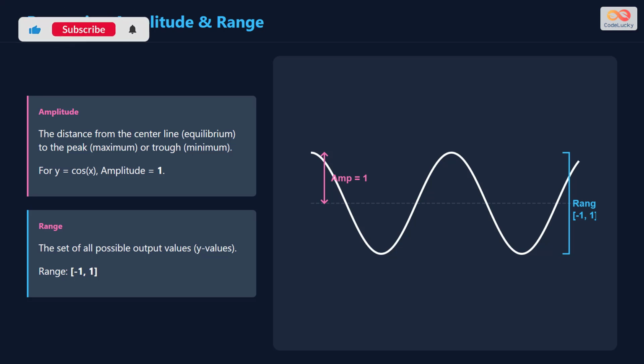Let's define some properties. The amplitude is the distance from the middle of the wave to the top peak. For the standard cosine function, the amplitude is 1. The range is the set of all possible output values. Since the wave never goes above 1 or below -1, our range is -1 to +1.